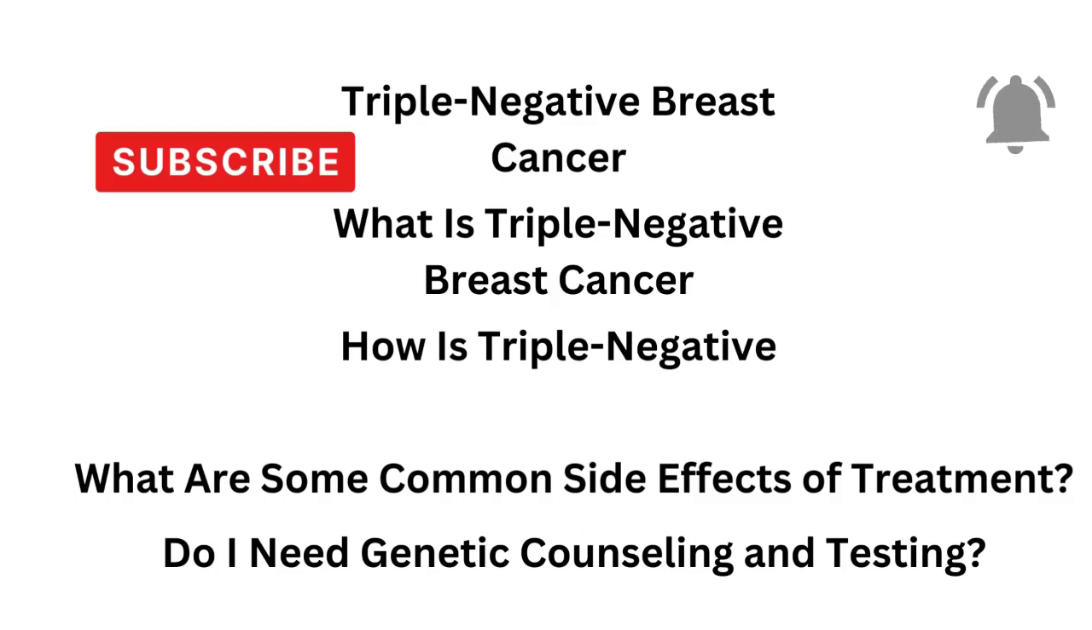Do I need genetic counseling and testing? Your doctor may recommend that you see a genetic counselor. That's someone who talks to you about any history of cancer in your family to find out if you have a higher risk for getting breast cancer. For example, people of Ashkenazi Jewish heritage have a higher risk of inherited genetic changes, mutations, that may cause breast cancers, including triple-negative breast cancer. The counselor may recommend that you get a genetic test.